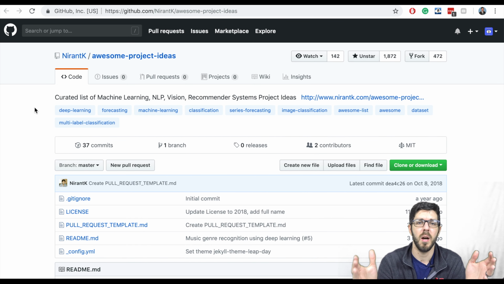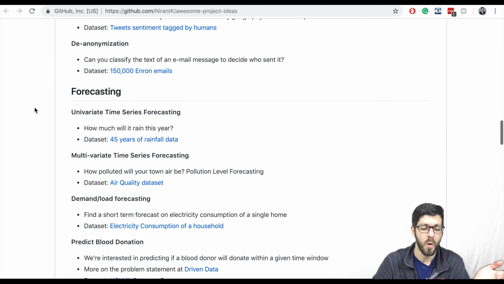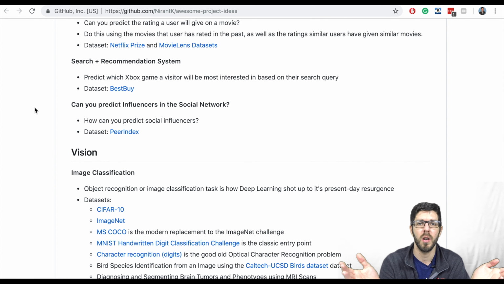I really like this GitHub page. It gives a ton of awesome ideas. He has broken it down into tech, natural language processing, forecasting, recommenders, and vision. He put it in categories, and it's a whole compilation of over 30 ideas.